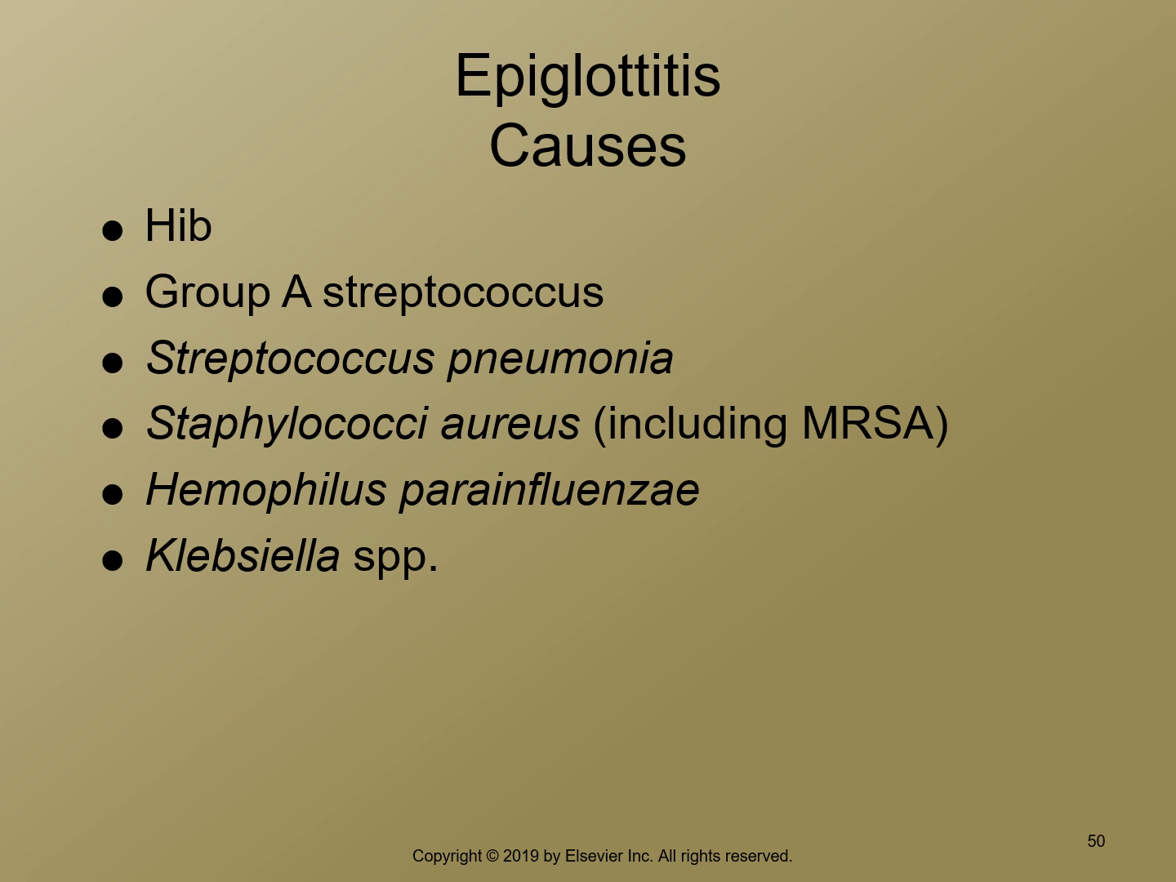Before the widespread vaccination, Haemophilus influenzae B was responsible for most pediatric cases. Today, there are still documented cases of HIB causing epiglottitis even in vaccinated individuals, but most cases are caused by other pathogens, including group A strep, Streptococcus pneumoniae, Staphylococci, including MRSA, Haemophilus parainfluenzae, and Klebsiella. In addition, clinical presentation can be a result of non-infectious causes such as chemical and thermal irritants.